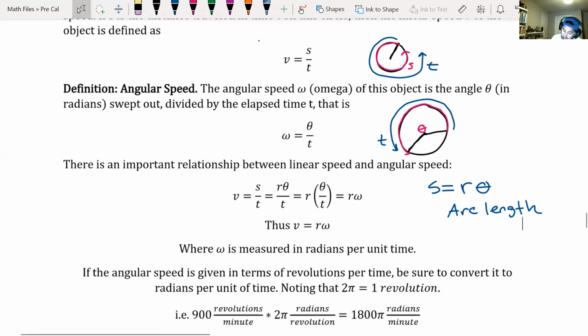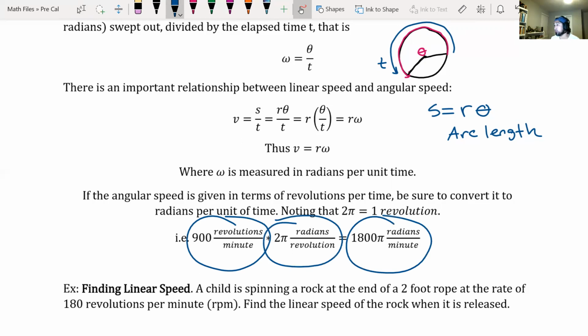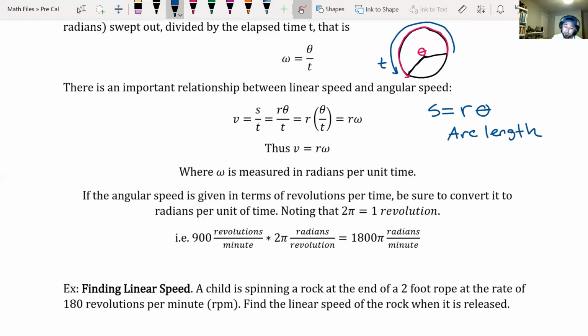So if the angular speed is given in terms of revolutions per time, be sure to convert it to radians per unit of time, noting that 2 pi is equal to 1 revolution. So if our problem gave us that we were revolving 900 revolutions per minute, we would want to convert it to radians per unit of time by multiplying it by 2 pi radians over 1 revolution, giving us 1800 pi radians per minute. But again, you only use the third formula if you see that the problem is giving you a certain number of revolutions per unit of time. I think it's stated pretty clearly in the problems, as in the next one.